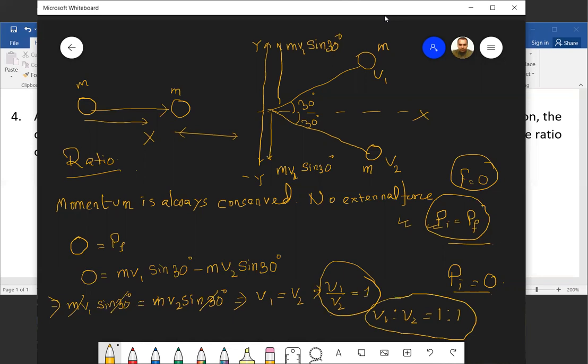So I hope you have understood the solution. Just use the principle of conservation of momentum. When force is absent, momentum is conserved, we all know very well. Now consider the momentum of the balls along the y-axis, it becomes easier to solve. And we finally get that since the initial momentum along the y-axis is 0, the final momentum will also be 0. But for the final momentum, you should write the value of momentum vertically upward along the y-axis and the value of momentum vertically downward along the y-axis. So we will eventually get v1 equal to v2, and the ratio is equal to 1.